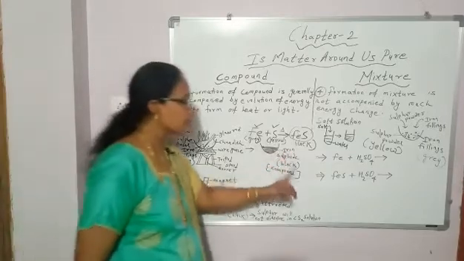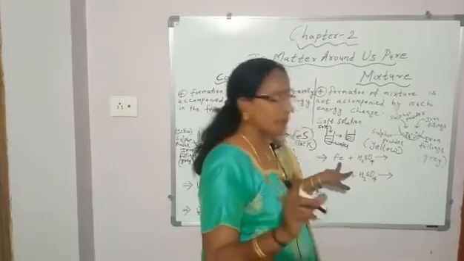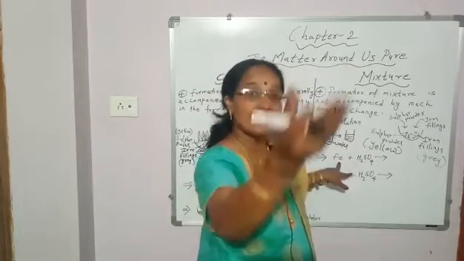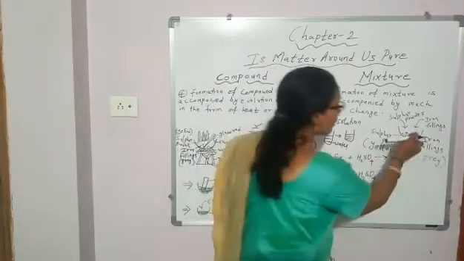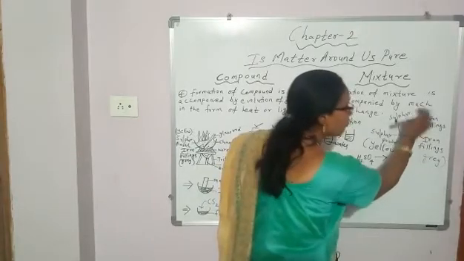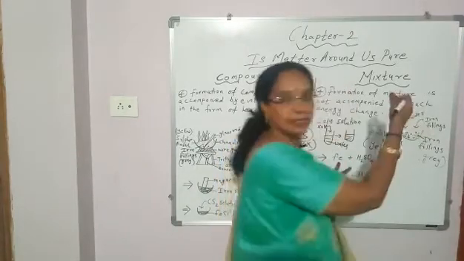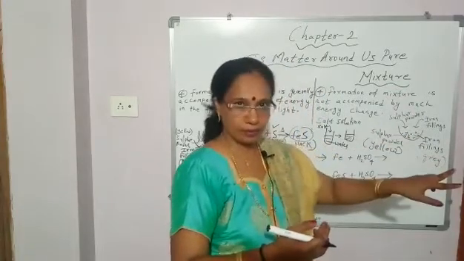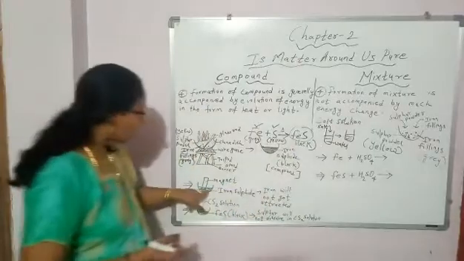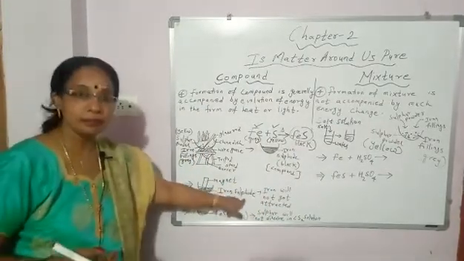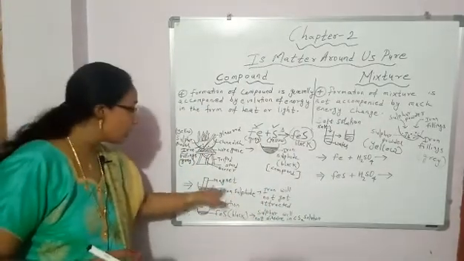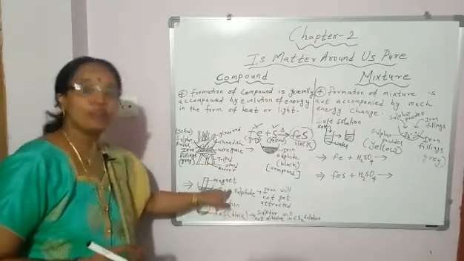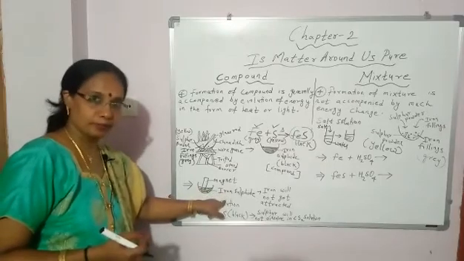One more example is there: one more property of iron. First property of iron: when you bring a magnet, iron gets attracted. So, to a mixture of iron filings and sulfur powder, if you bring a magnet, iron gets attracted. So, mixture shows the property of its constituent. And compound, iron sulfide, if you bring a magnet, iron will not get attracted. So, compound does not show the properties of its constituent.